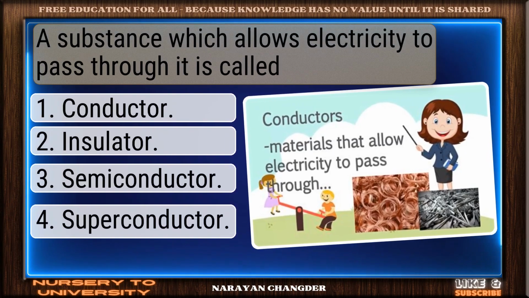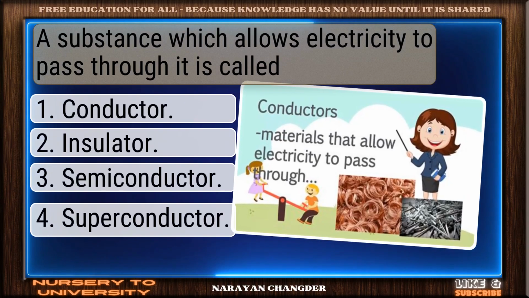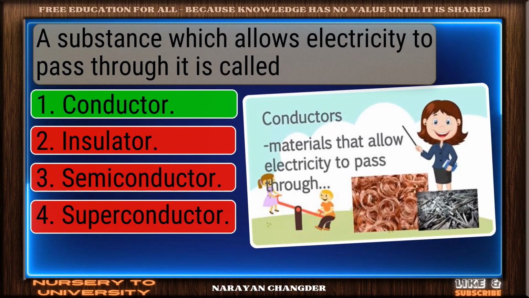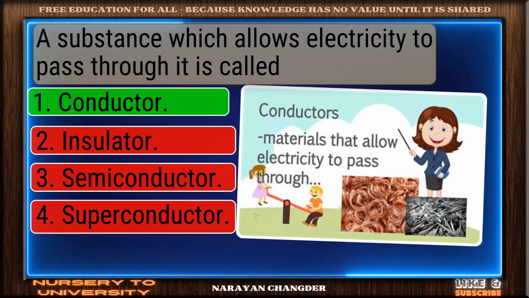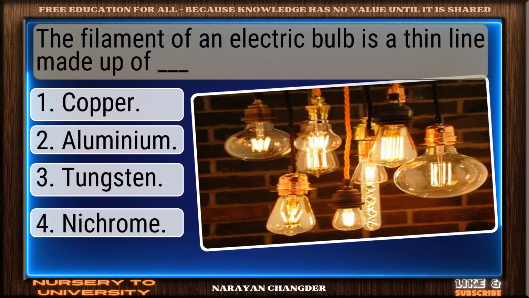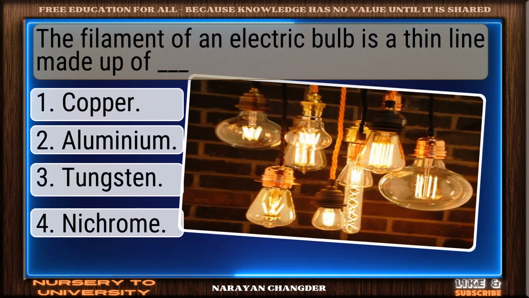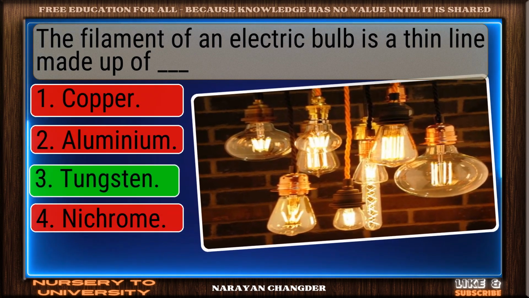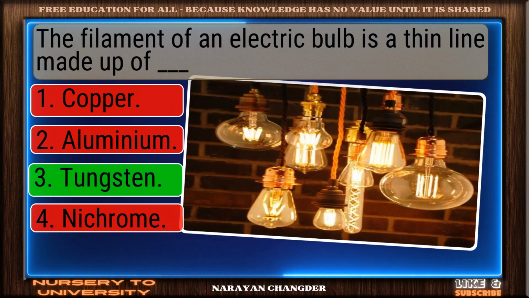A substance which allows electricity to pass through it is called... You're right. Conductor is the correct answer. The filament of an electric bulb is a thin line made up of dash. You got it. Your choice, tungsten, is right.